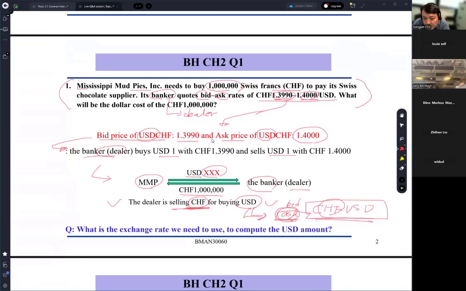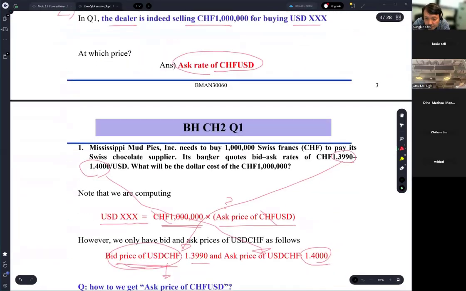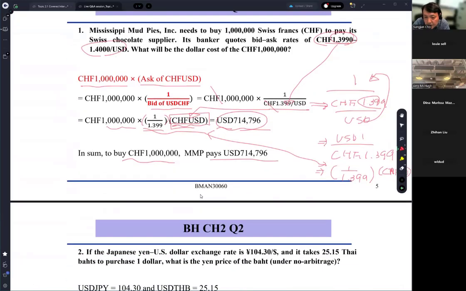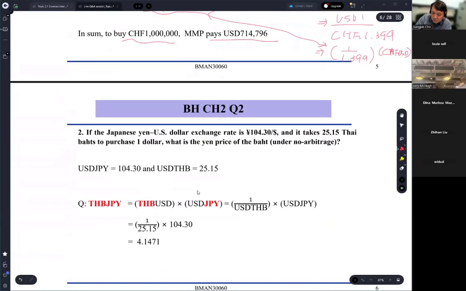It turns out the dealer is selling Swiss franc. So we need to use the ask price of CHF USD. The dealer is selling this one at the ask price. We got that as a reciprocal of the bid of USD CHF, with just simple computations.